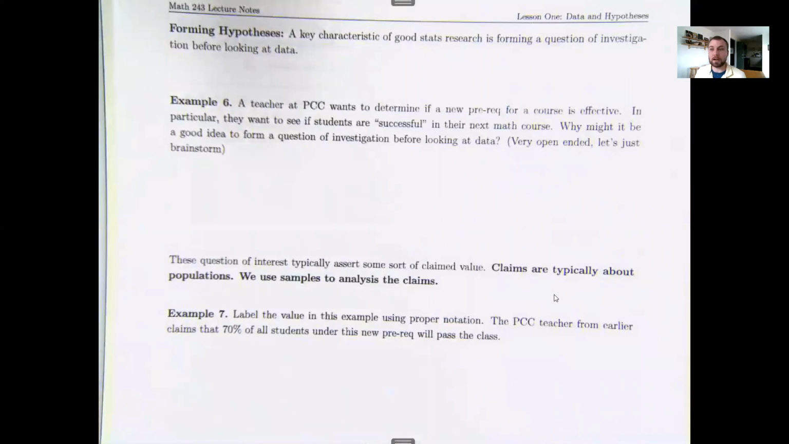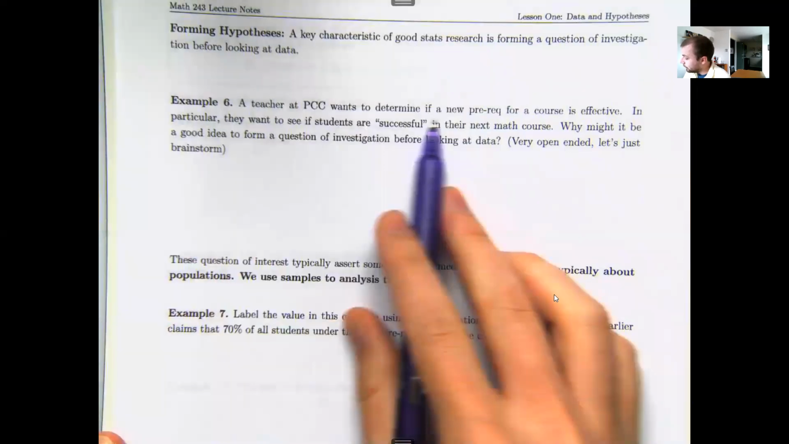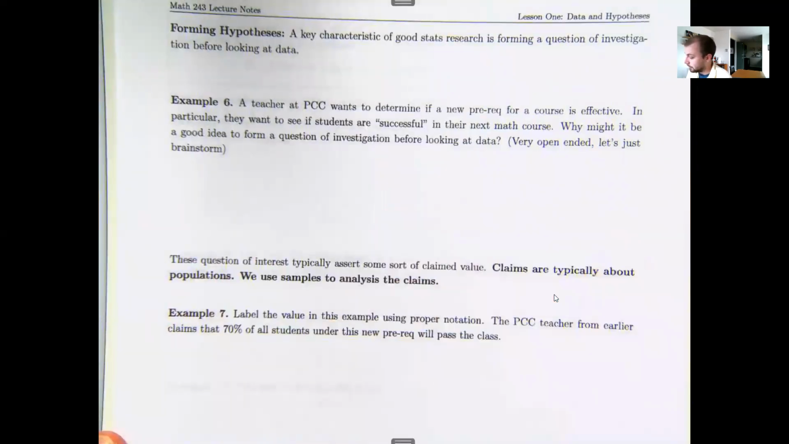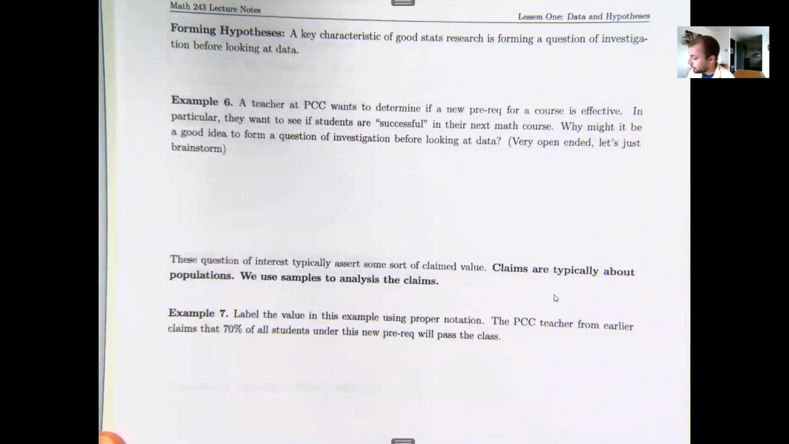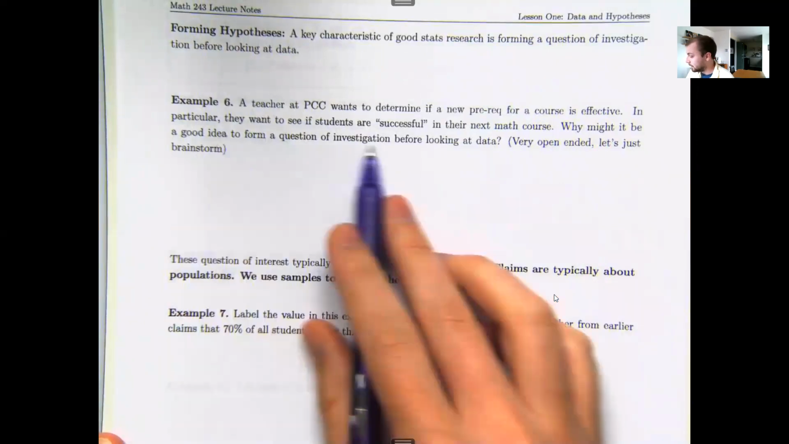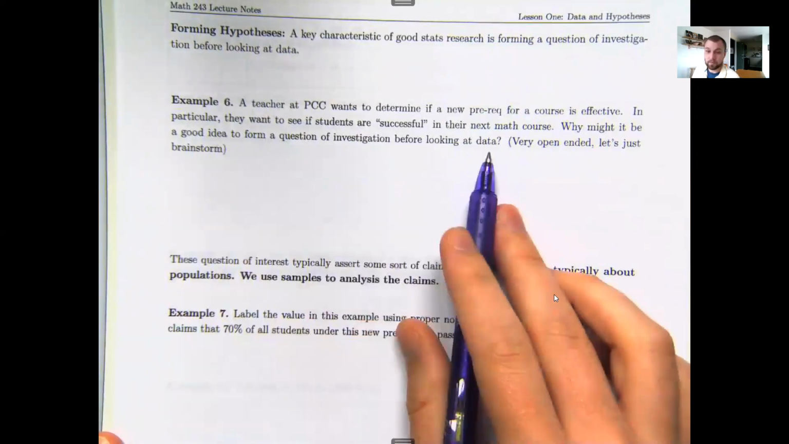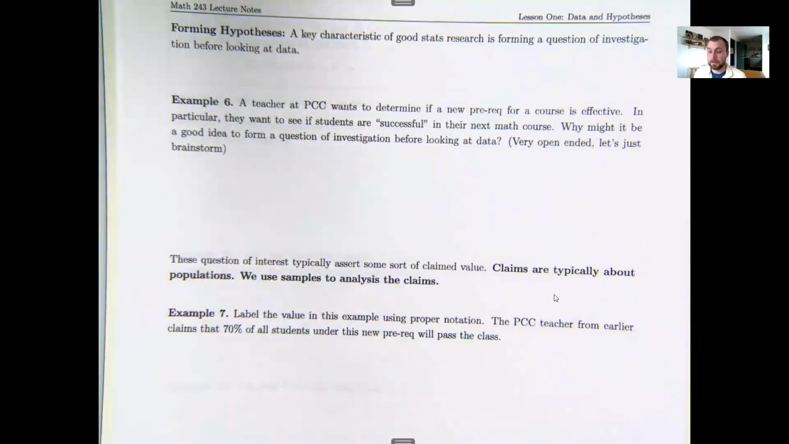Forming hypotheses determines how you're going to collect data. So for an example, a teacher at PCC wants to determine if a new prereq course is effective. In particular, they want to see if students are successful in their next math course. Why might it be a good idea to form a question and investigation before looking at data? This is a very open question, so let's just brainstorm. And in that spirit, I'm going to ask that you pause the video for just a minute or two here and list down a couple of reasons why you think it might be a good idea to form a question of investigation before starting to collect or look at data.